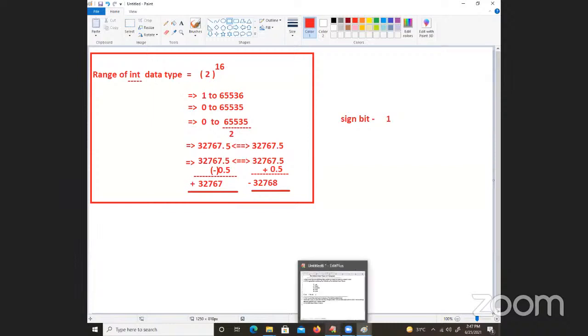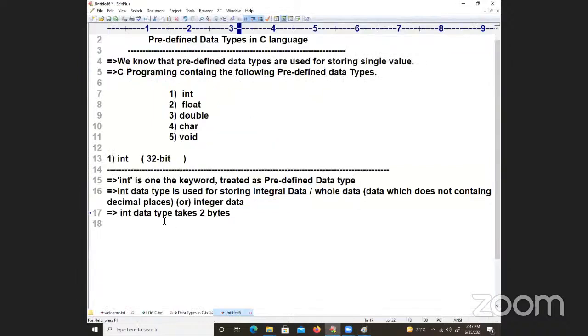So the range of, here I am writing, the range of int data type, which data type? Int data type is plus 32,767 to minus 32,768.